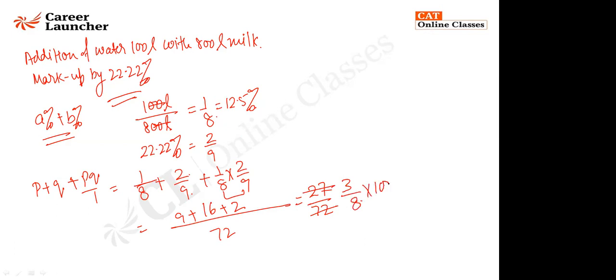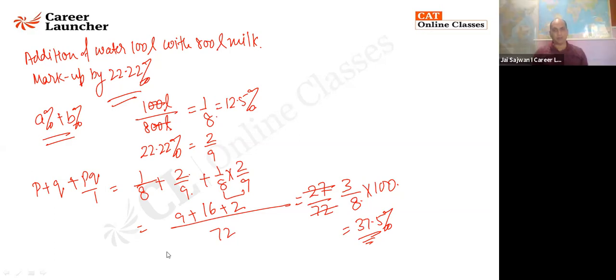And I'm sure all of you know 1 by 8 is 12.5%. 3 by 8 of this is 37.5%, which is the profit. So the same question could have been done easily if you understand that there are successive percentage changes in the value.